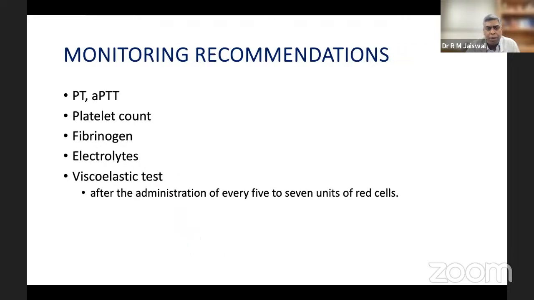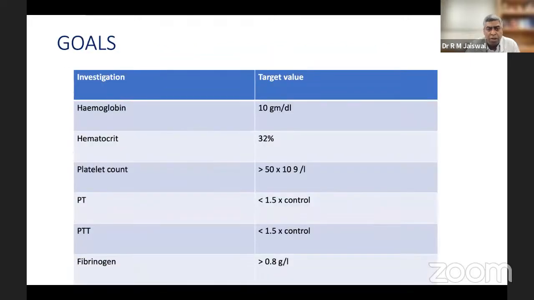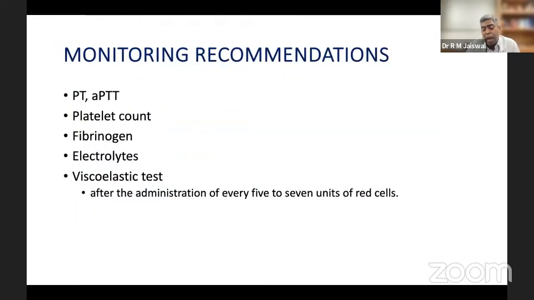I'm not going into detail, because the main important factor when we are dealing with these protocols is that we should always keep in mind PT and APTT, which are very important tests for coagulation, along with platelet count, fibrinogen, and electrolytes. And now we are moving towards the era of viscoelastic tests, which can guide the appropriate amount of appropriate product for the transfusion.